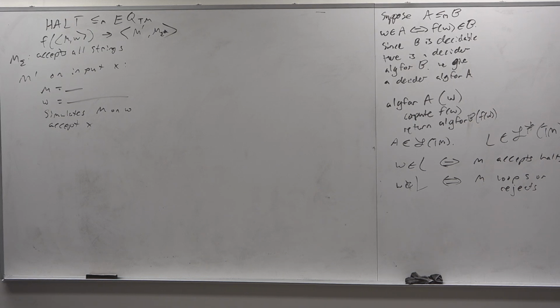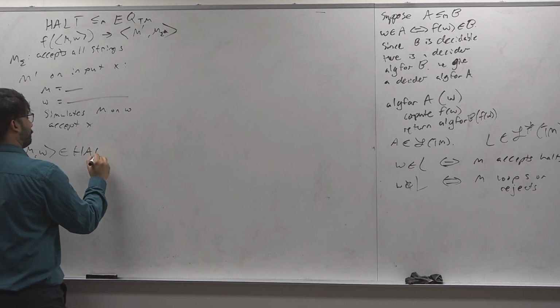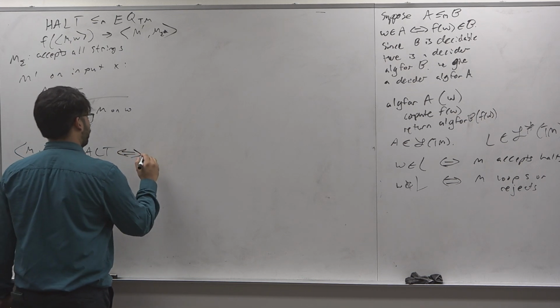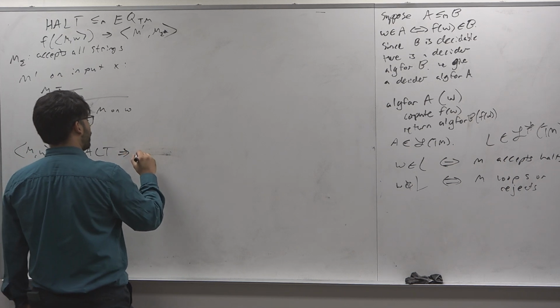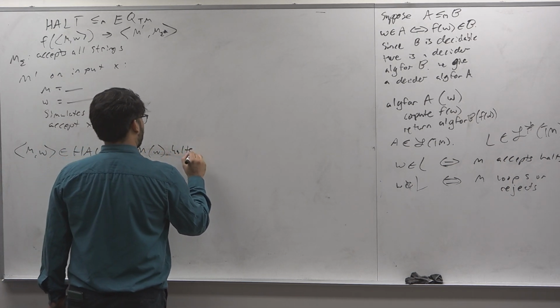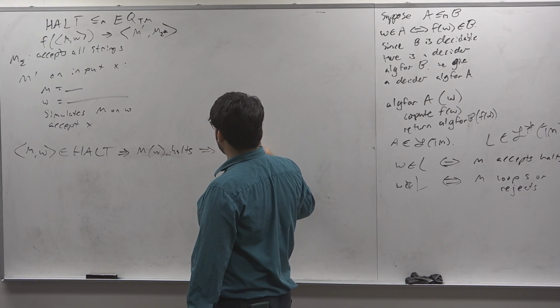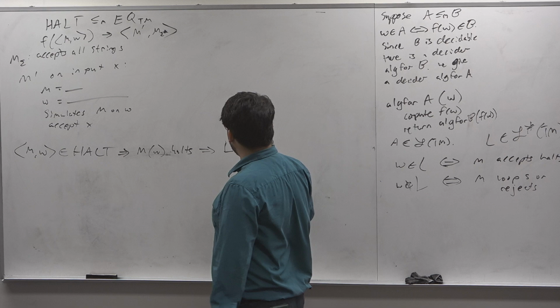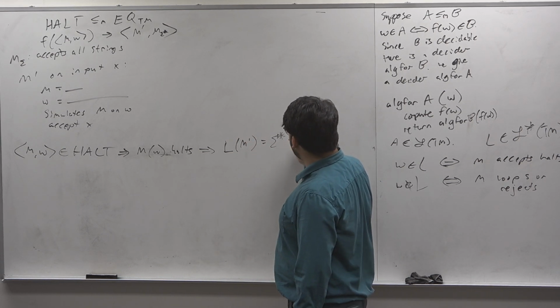Isn't it interesting that we've done the same reduction 3 times? The reduction just works for all of them. We'll talk about that later, but let's just prove that it works. If M comma W is in halt, that implies that M on W halts, which implies that M prime accepts all strings because it passes this line of code to this one, right? But then that implies that these two are equal.